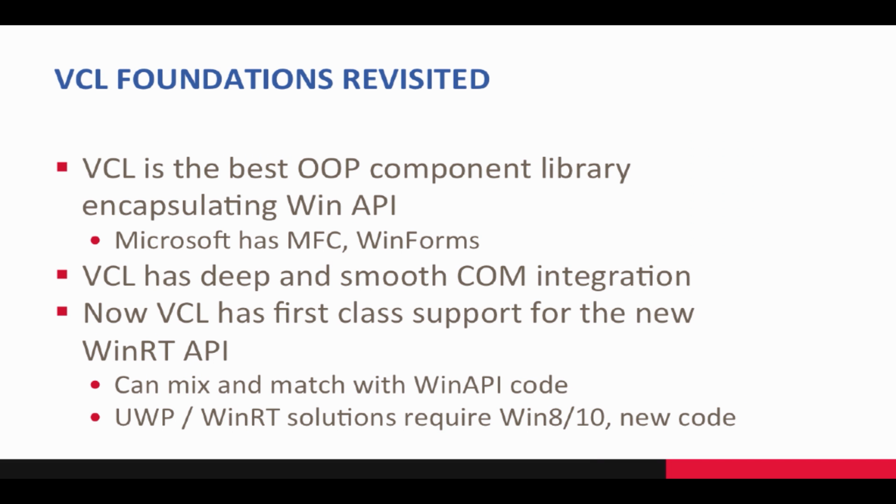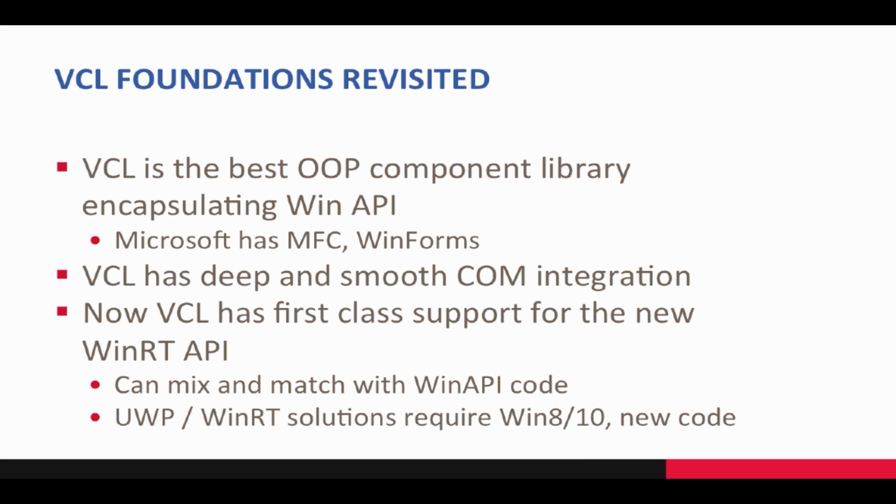So again, reiterating a concept already mentioned, the VCL is the best library in terms of wrapping the Win32 API. Microsoft has the Microsoft Foundation Class library for C++, which is a much thinner wrapper and is not fully visual RAD model. And WinForms, which is RAD but maps indirectly only a subset of the WinAPI as part of the .NET approach. VCL also has a very deep and smooth COM integration.